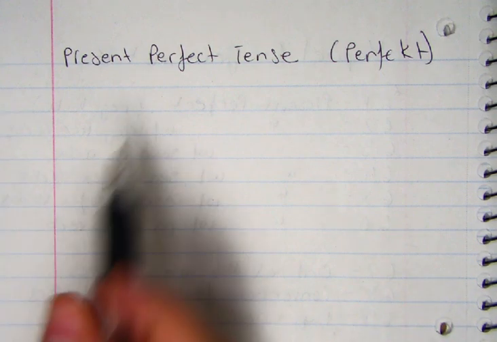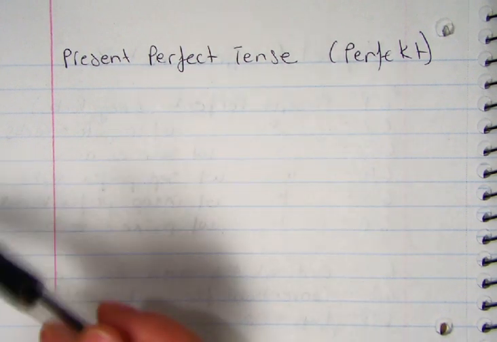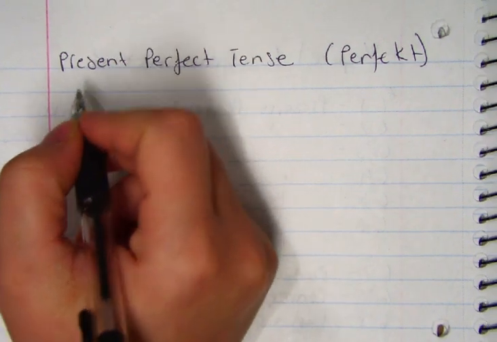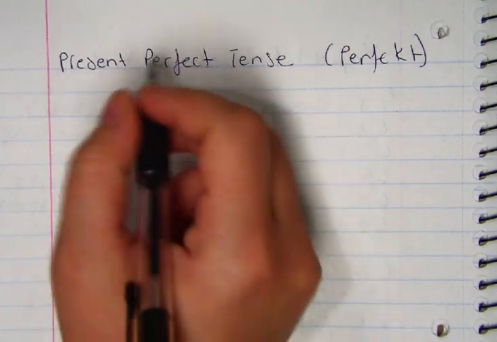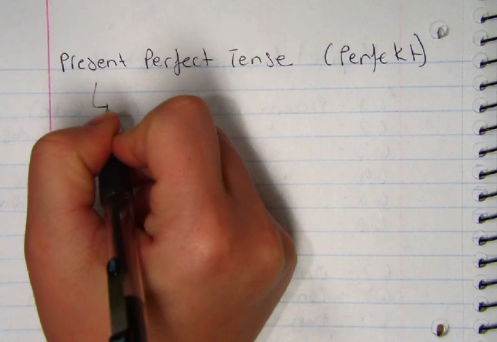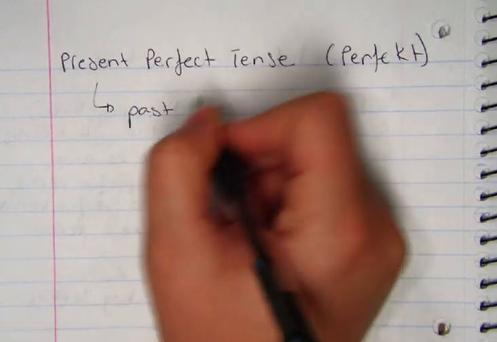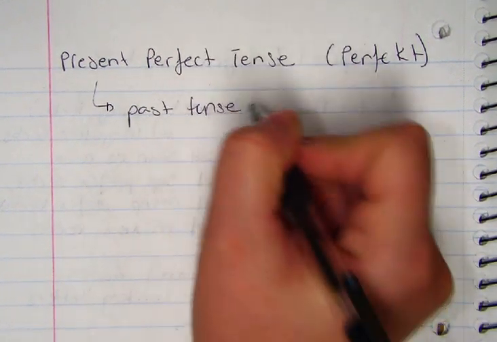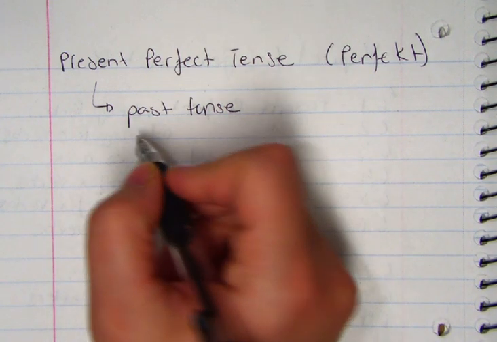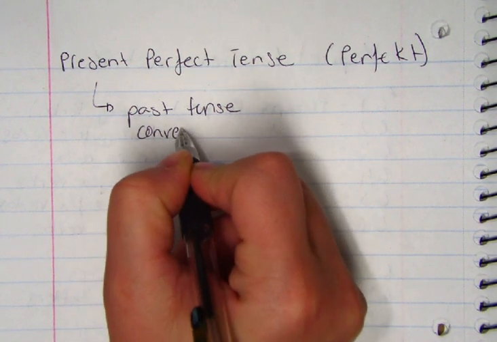Hi guys, today we're going to talk about the present perfect tense, which is a little bit of a misnomer, if you will. It sounds like it would be present tense, but it's actually the past tense. Specifically, this is the past tense that Germans use most often when they're speaking. So it's our conversational past.